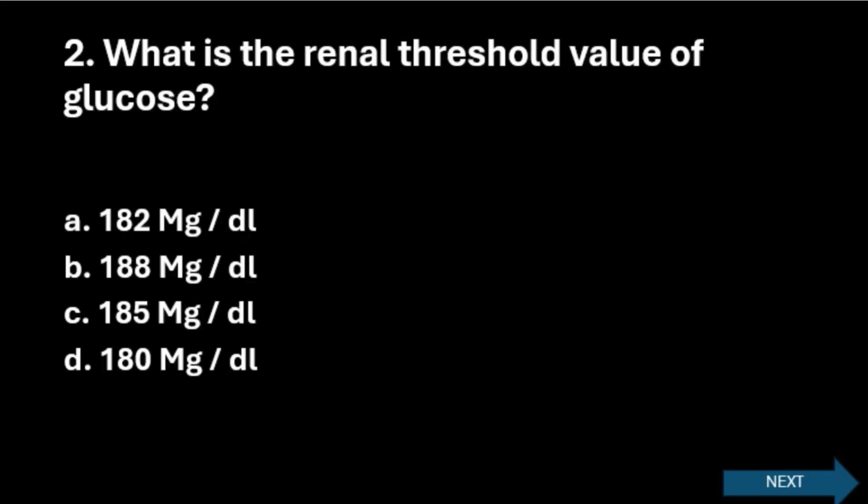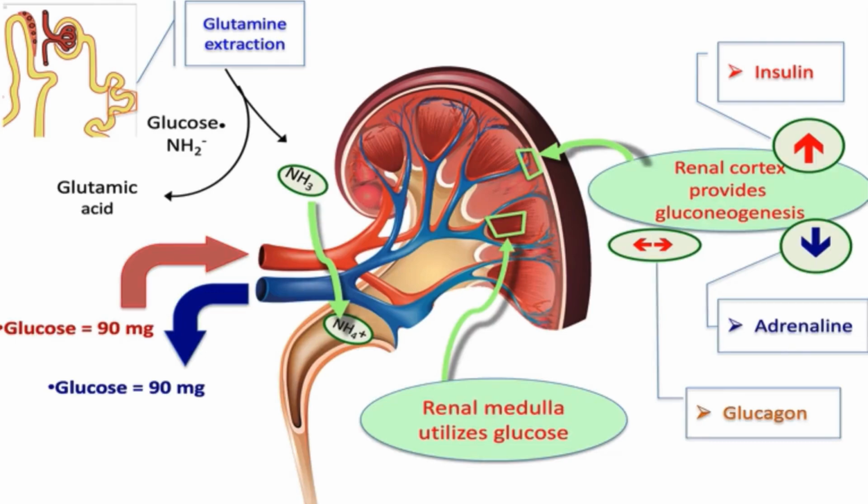Next question. What is the renal threshold value of glucose? Option A, 182 mg per dl. Option B, 188 mg per dl. Option C, 185 mg per dl. And option D, 180 mg per dl. The right answer here is option D, 180 mg per dl. So the renal threshold value for glucose is 180 mg per dl.